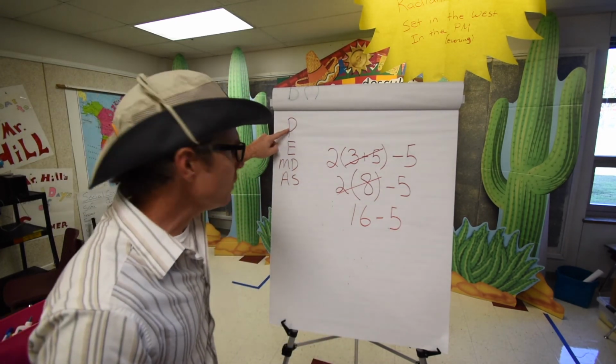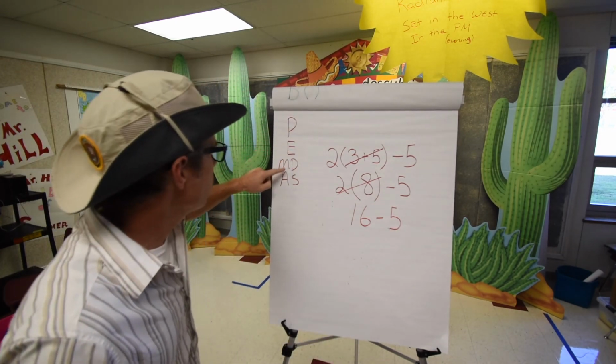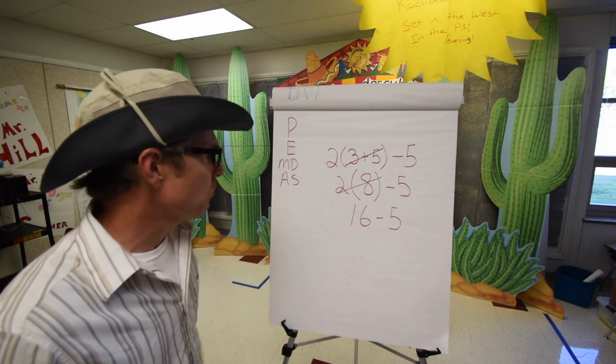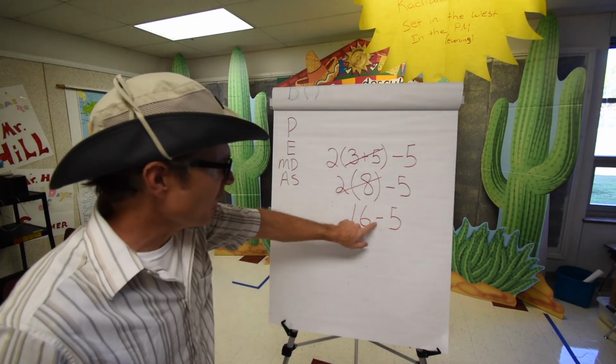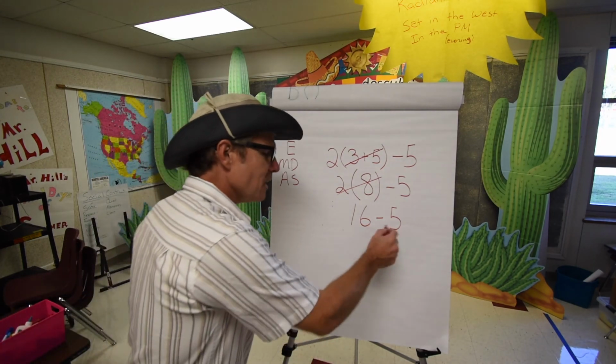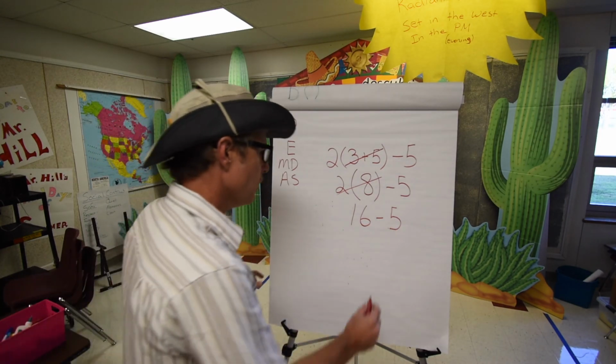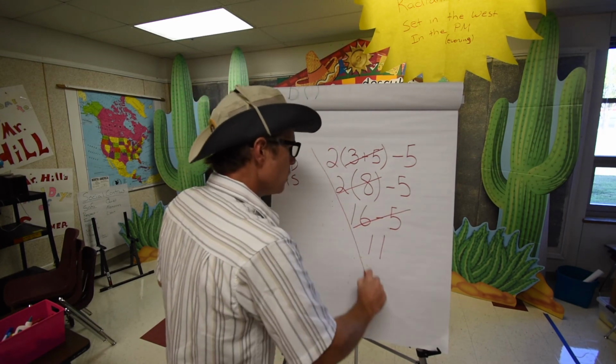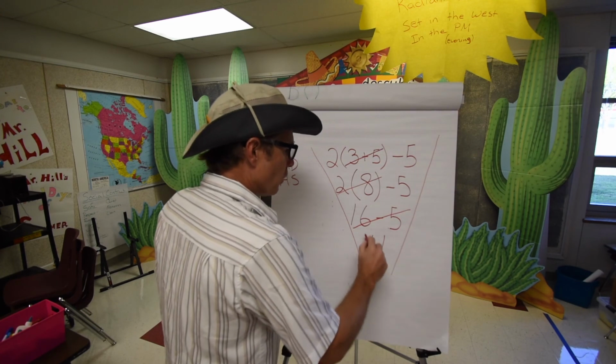No more parentheses. Can't find exponents to save my life. Multiplication, division, void of that, and now we're down to addition or subtraction. I got me a subtraction problem right here where I got 16 and I'm taking 5 away. And that's going to leave me with 11. Make my little cone problem.